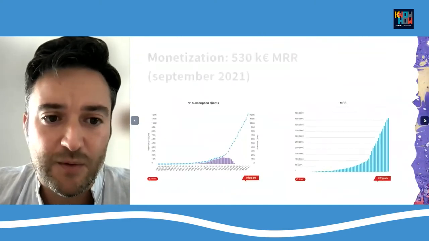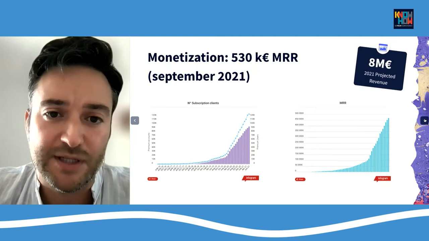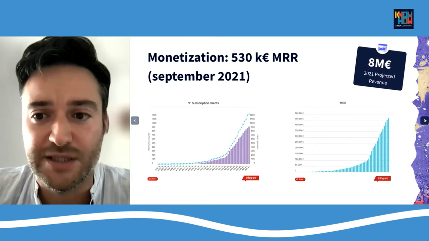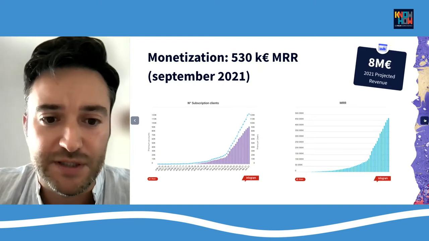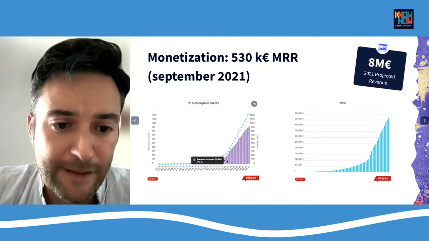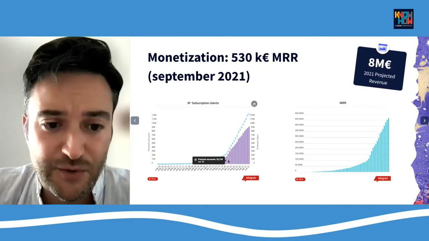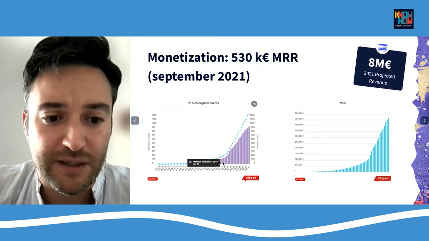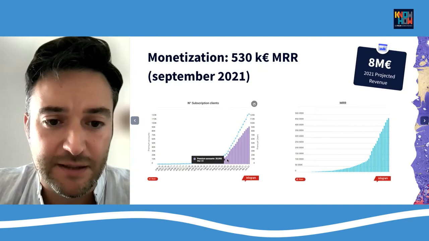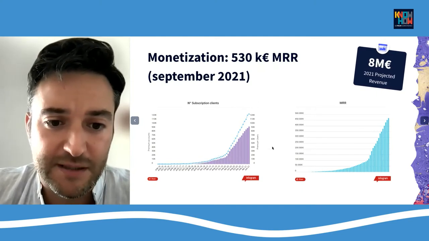Speaking a bit about our monetization, we have more than 500K MRR at this moment. We have projected 4 million euros in revenue for this year, as you can see here. COVID-19 affected us very positively, but it's true that we are maintaining the growth more or less. So yes, we advanced with COVID-19. We took advantage in this sense, and we are keeping the growth.